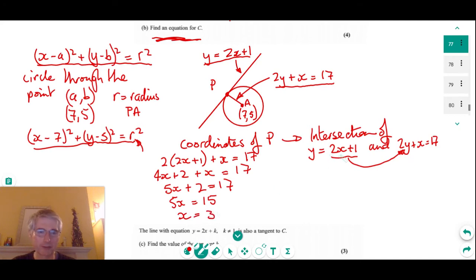If I then replace the x here by the value we've just found, then what we'll get is that y is equal to 2 times 3 plus 1. So we can see that 2 times 3 is 6, plus the 1 gives me 7. So I've got y is 7. That means the coordinate of P is actually 3, 7.